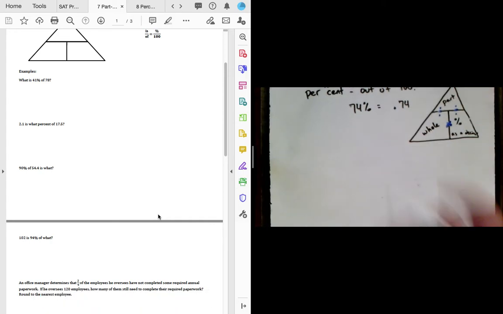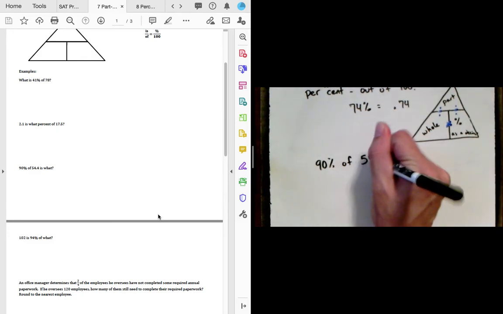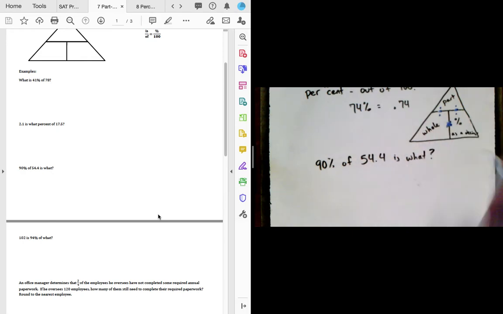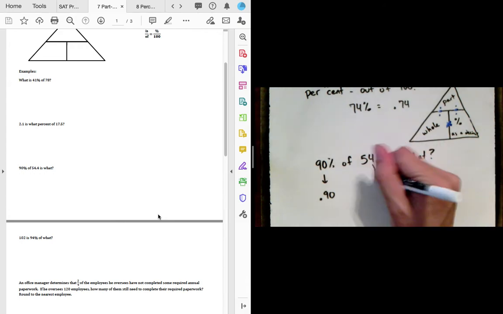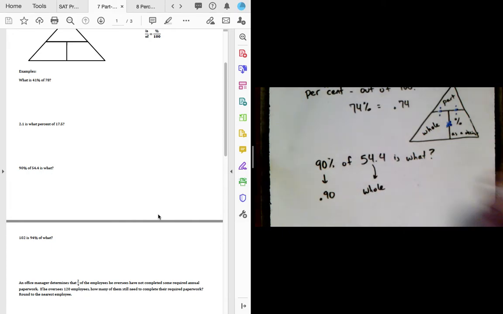The next one tells us 90% of 54.4 is what? So we have our percentage here. 90% as a decimal can be written as 0.90. And then it asks us, of 54.4 is what? So they're actually looking for the part, because they want to know what is that 90%. This thing here is the whole. And what we don't know is the part.